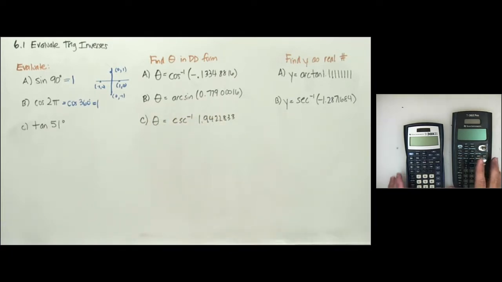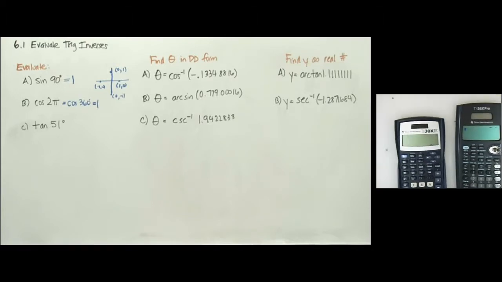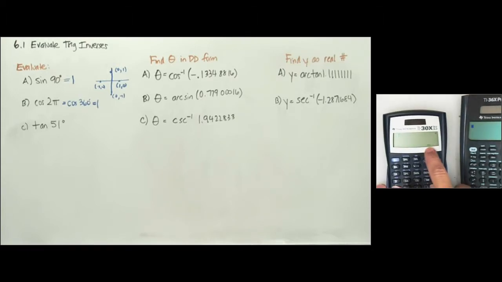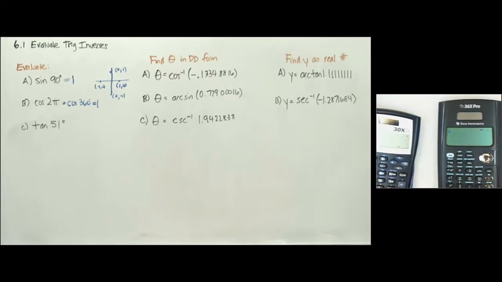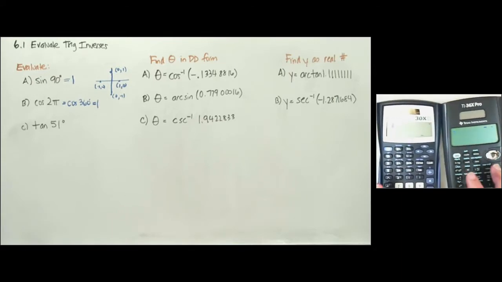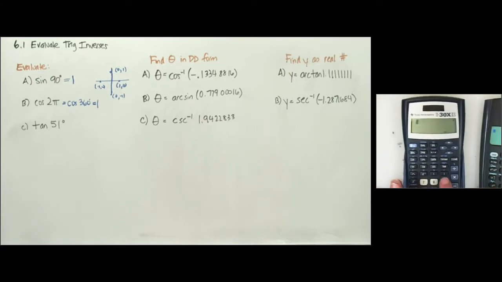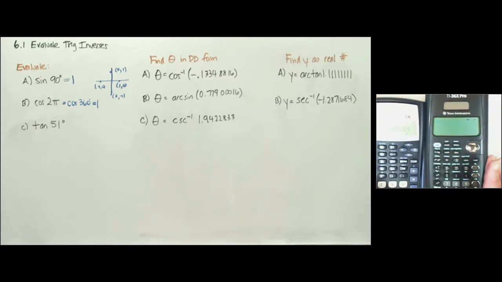If I'm going to look up the tangent of 51 degrees in my calculator, what mode do I have to be in? That is right. I have to be in degree mode. So I'm checking. I'm in degree mode on my 30X2S. I'm in degree mode on my Pro. To type the tangent of 51 degrees, I type what I read. I type tan, and I put in 51. I don't need the degree symbol. I'm in degree mode. And it spits out that lovely decimal. And I do the same thing in the Pro. I type tangent, put 51 degrees, and it spits out that same decimal.